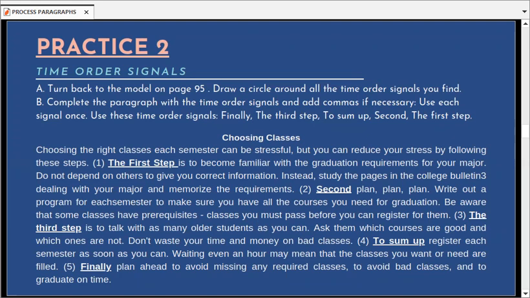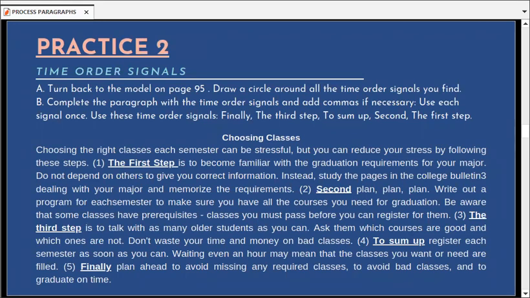2. Second, plan. Write out a program for each semester to make sure you have all the courses you need for graduation. Be aware that some classes have prerequisites, classes you must pass before you can register for them. 3. The third step is to talk with as many older students as you can, and ask them which courses are good and which ones are not. Don't waste your time and money on bad classes.